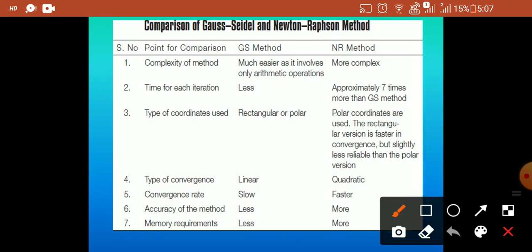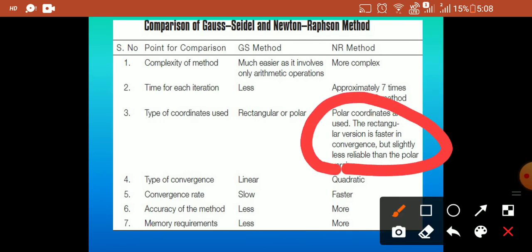In polar coordinates, compared to the rectangular version, it is very fast. The convergence is quadratic, and the convergence rate is very fast. Accuracy is higher, and the memory requirement is also higher.